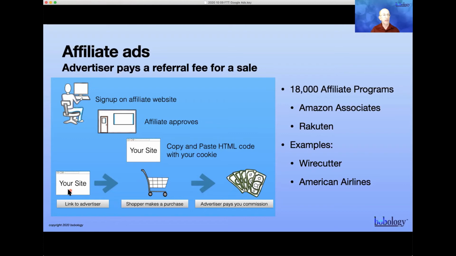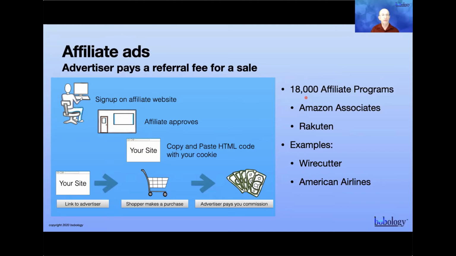So when a user goes to your website, and they click on the affiliate link and they make a purchase, then the advertiser will pay you a commission. And there is software that manages all of this. There are 18,000 companies that pay affiliate commissions. So one way that website owners make money is by displaying ads that refer people to affiliates.